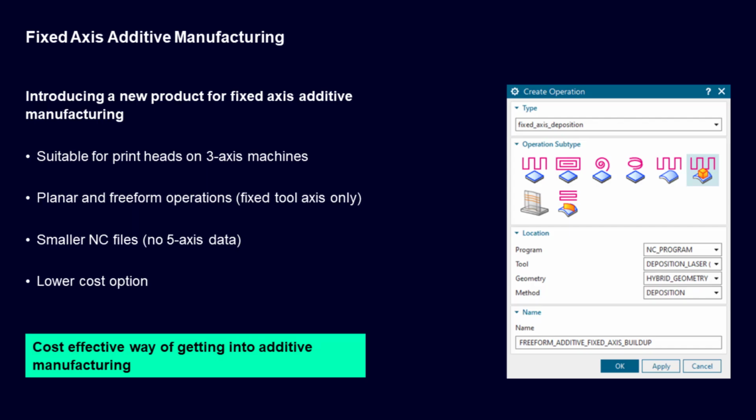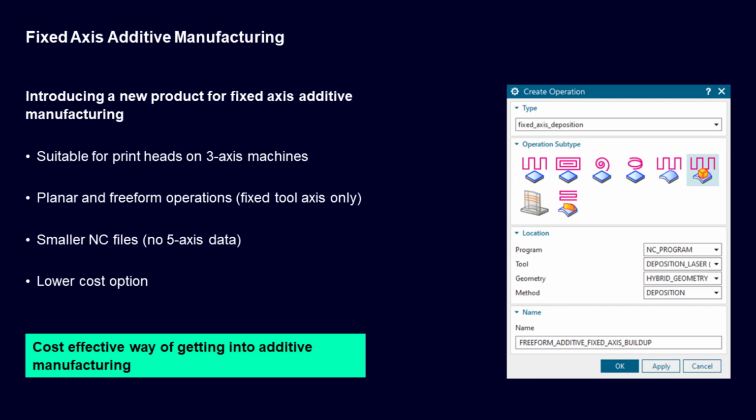In many instances, a hybrid additive subtractive machine is created by retrofitting a print head onto an existing 3-axis CNC machine. For this case, a full 5-axis version of multi-axis additive manufacturing is too much software, as the machine does not have the capability to rotate the tool axis while operating.